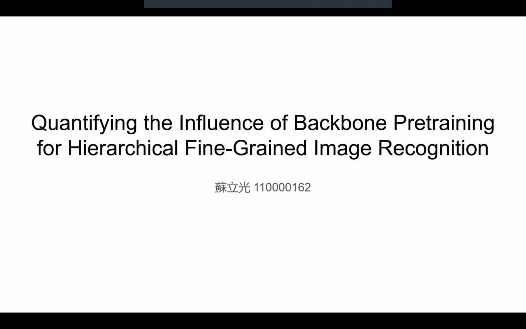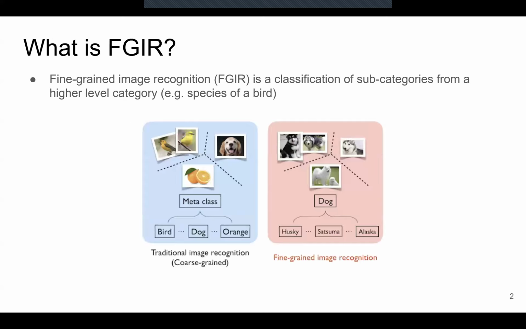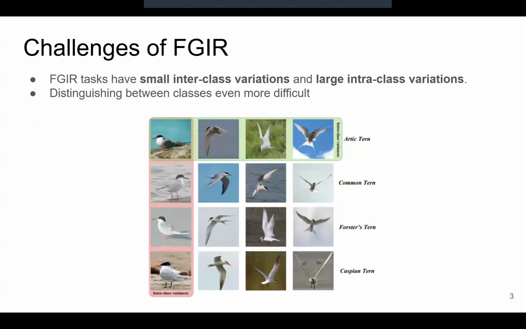Hello, my name is Suli Kwang, and my special implementation topic is quantifying the influence of backbone pretraining for hierarchical fine-grained image recognition, or FGIR. So, what is FGIR? FGIR is a classification of subcategories from a high-level category, such as the species of bird.